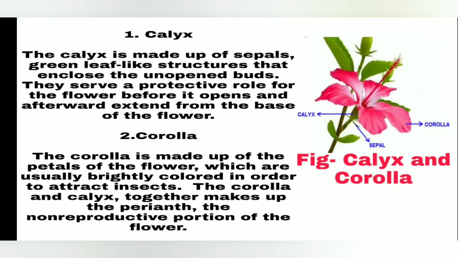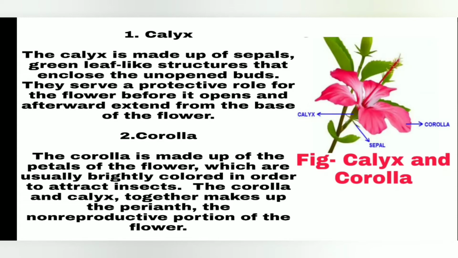Number 1. Calyx. The calyx is made up of sepals, green leaf-like structures that enclose the unopened bud. They serve a protective role for the flower before it opens and afterward extend from the base of the flower.